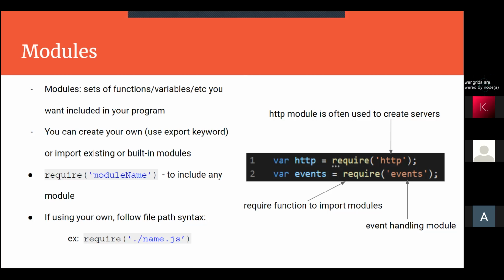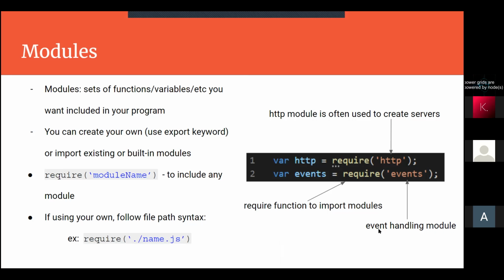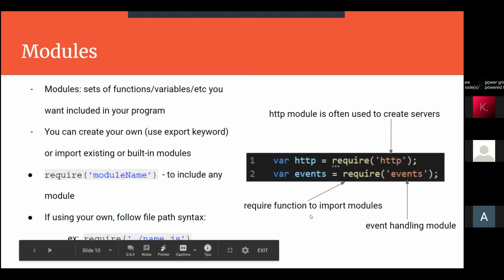First, we have the HTTP module. The name in the quotes is the official module name, which is what you want to pass into the require function, which imports the module. But the variable name could really be anything. So as for these two, we have the HTTP module, which is used to create servers, and we also have the event handling module, which is called events. So with that said, we can go to the demo.